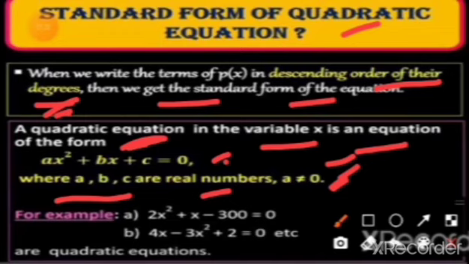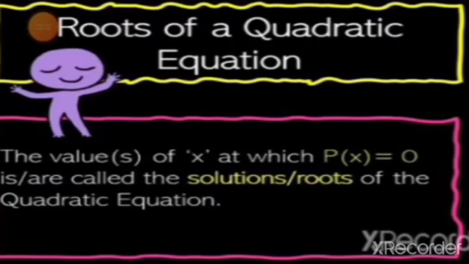I've taken two examples here. 2x square plus x minus 300 is equal to 0. You can see that the power is in the descending order, so that means it is the standard form of the quadratic equation. In second example, you can see that this is not the standard form, because when we compare it with ax square plus bx plus c is equal to 0, you can see clearly it is not in the standard form.